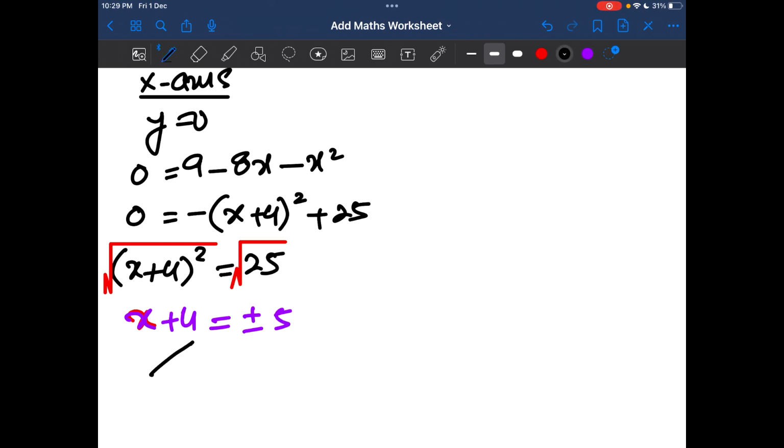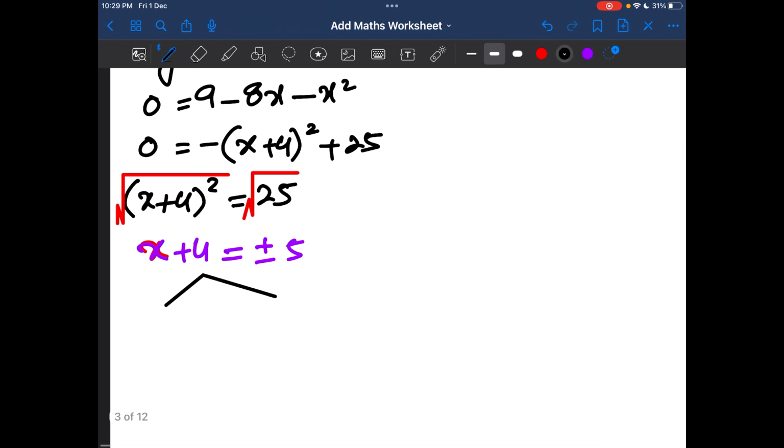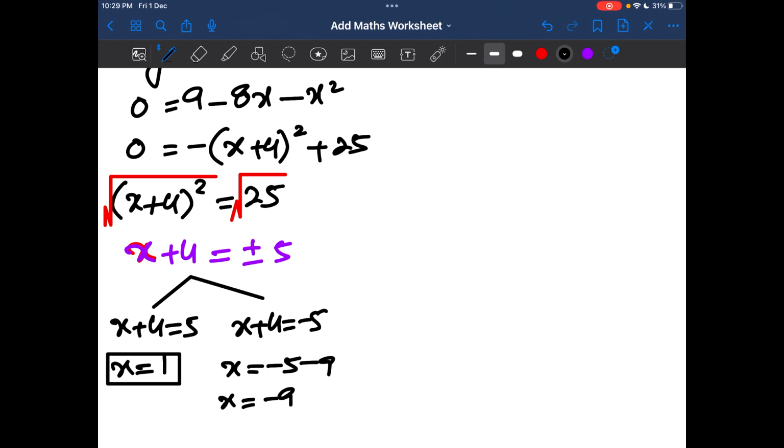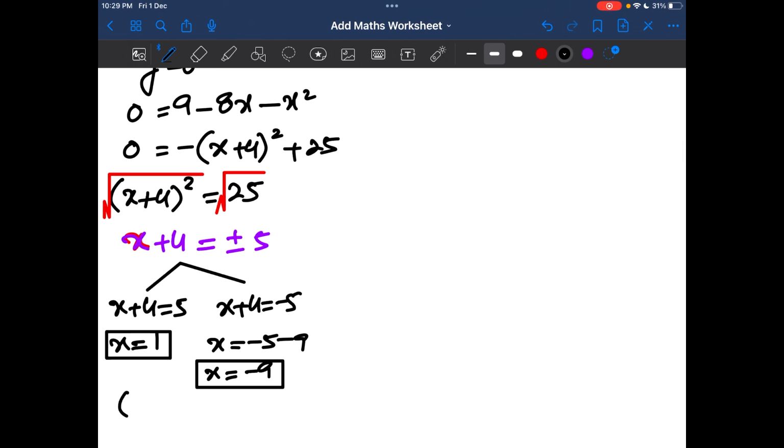Now I have the equations x plus 4 equals 5 and x plus 4 equals minus 5. So I got the value of x, 5 minus 4, which is 1. I got the other value of x, which is minus 5 minus 4, which is minus 9. So you got the coordinates on the x-axis, which are (1, 0) and (minus 9, 0) here.